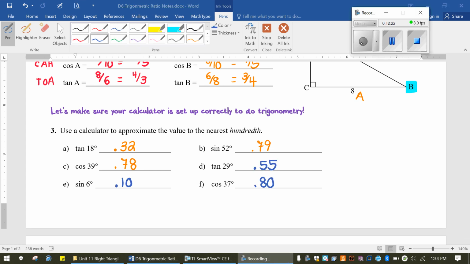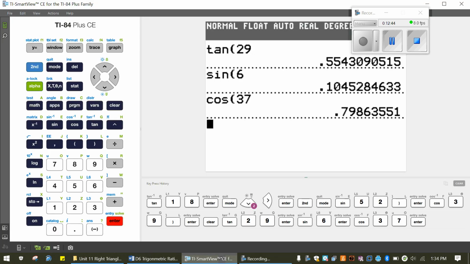Okay, so these are the answers that you should have gotten if you correctly entered these into your calculator. So for the tangent of 29, 0.55, for the tangent of 6, 0.10, and the sine of 6, 0.10, and then the cosine of 37 degrees, 0.80. Let me flip over to my calculator, and you can see that on the cosine of 37, you did have to round that 0.79 up to 0.80.